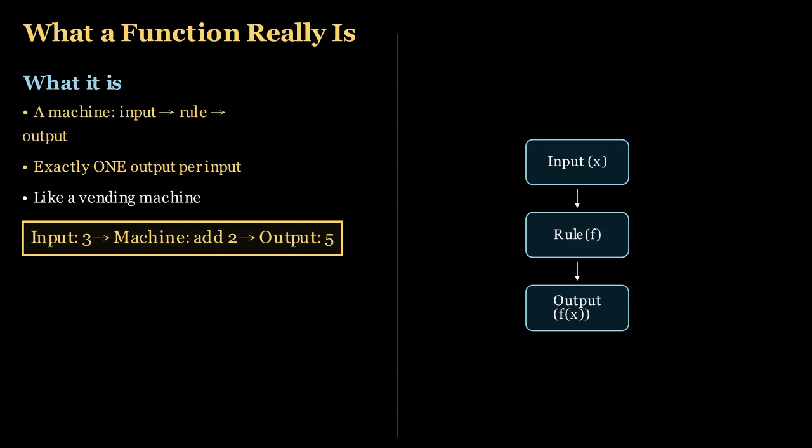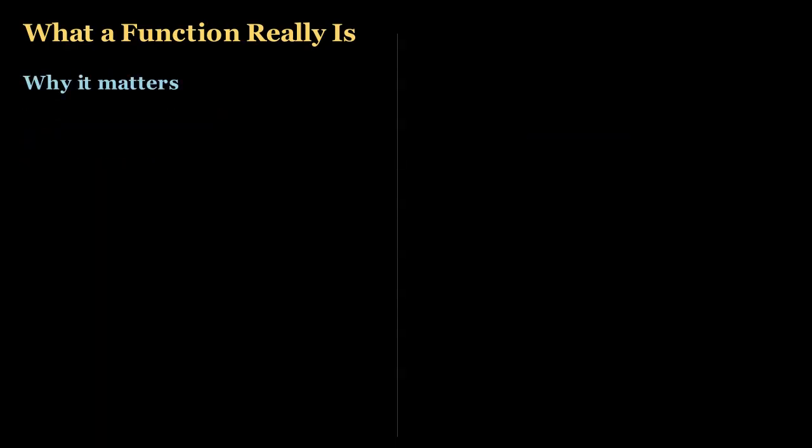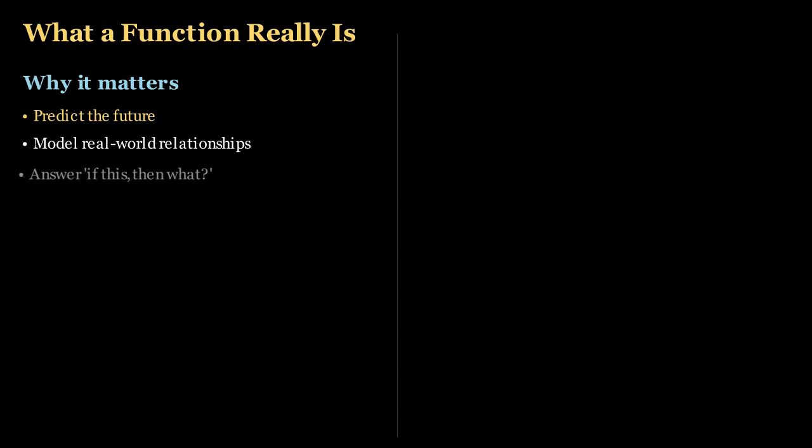Why do we even care about this box? Because the world is full of relationships where one thing depends on another. If you know the rule, you can predict what will happen. Imagine you're saving money. Each week you add 100 rupees to your piggy bank. The total amount in the bank depends on the number of weeks that have passed. That's a function: weeks in, total savings out.